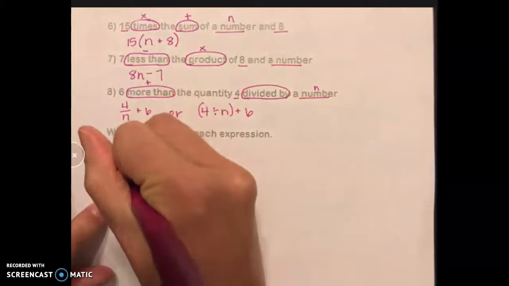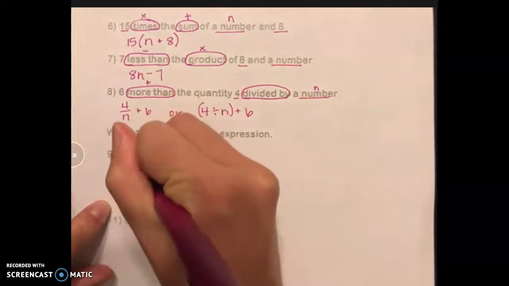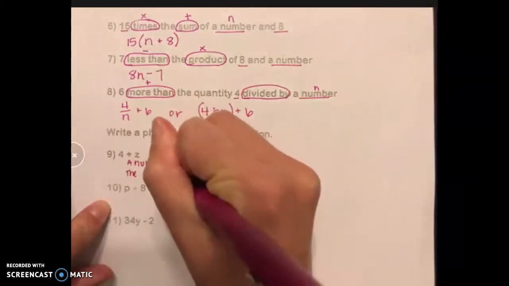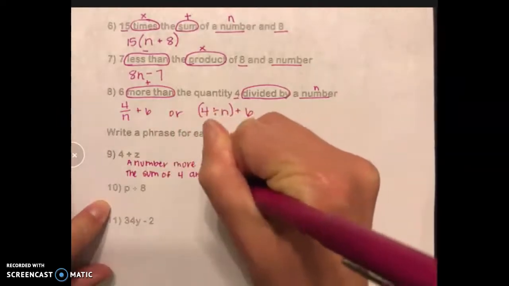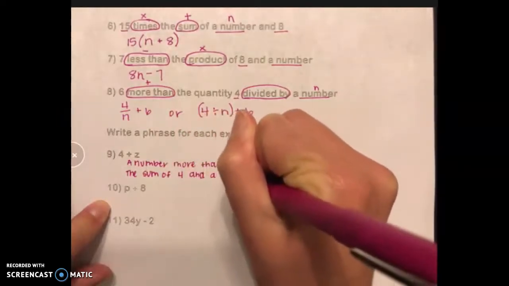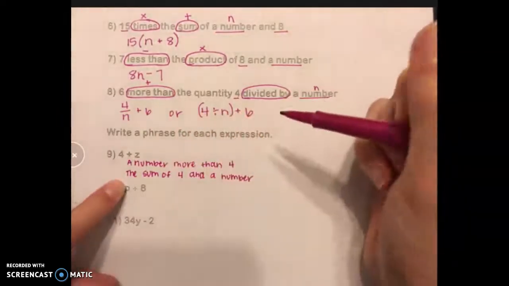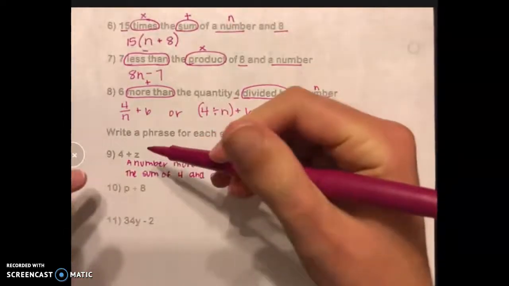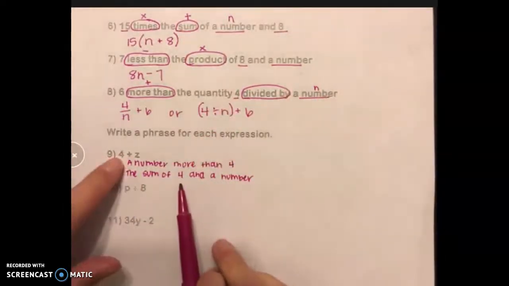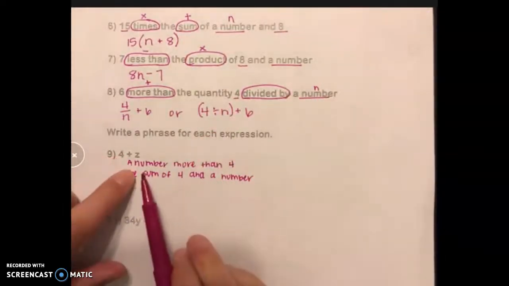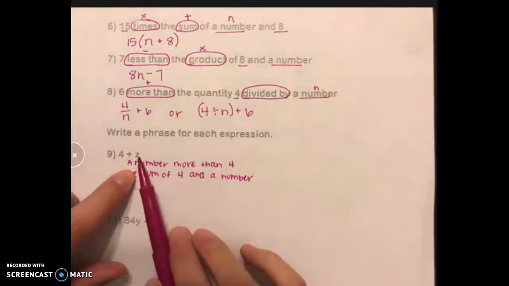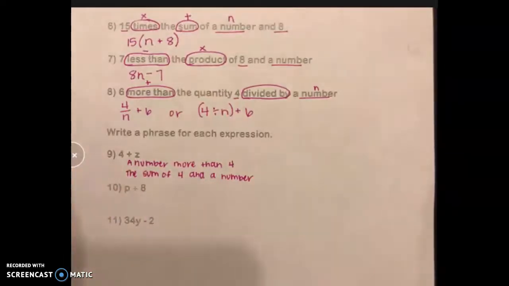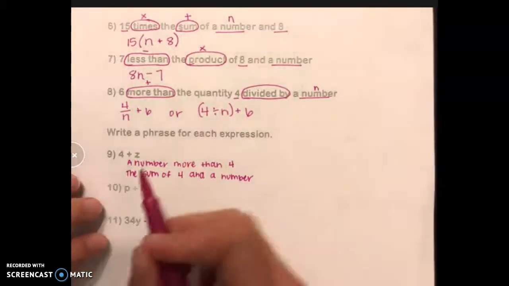We could also do the sum of 4 and a number. Okay, so remember, order matters with this. So the sum of 4, that's the one that's listed first, and a number. Now, the reason that we have a number more than 4, that number has to go afterwards because we have to list our 4 first, because it's more than the 4, so the 4 would come first.